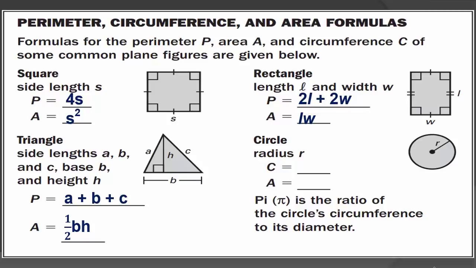Circle with a radius R. To find the circumference is 2 pi r. When saying finding the circumference of a circle, it's the same thing as saying find the perimeter of a shape. Area is pi r squared. Pi is the ratio of the circle's circumference to its diameter. We know pi to be 3.14.